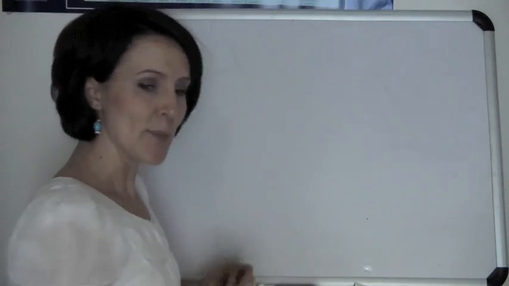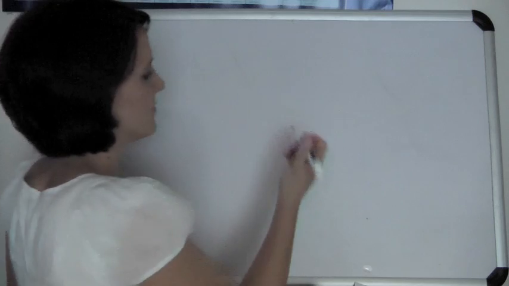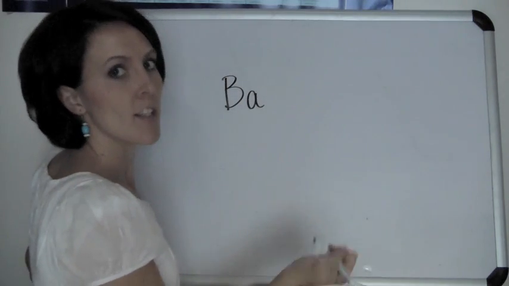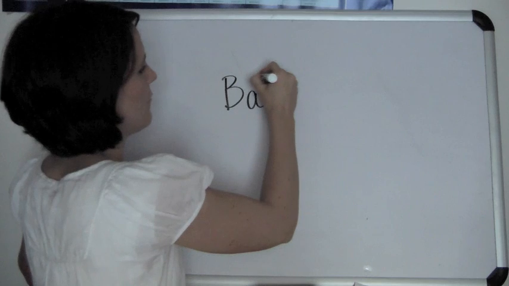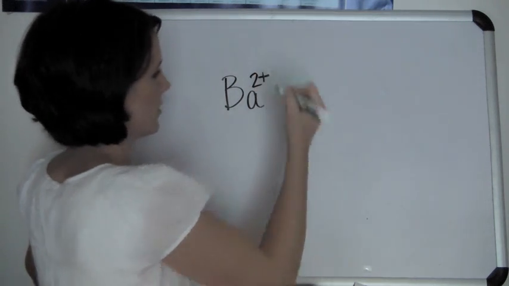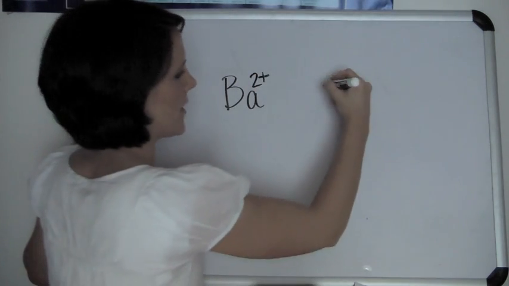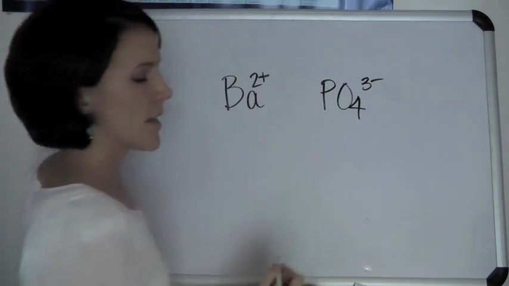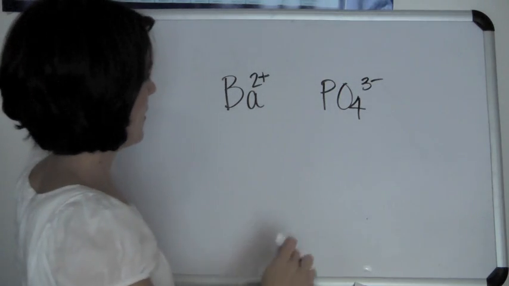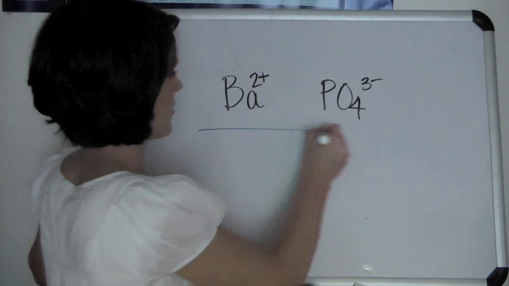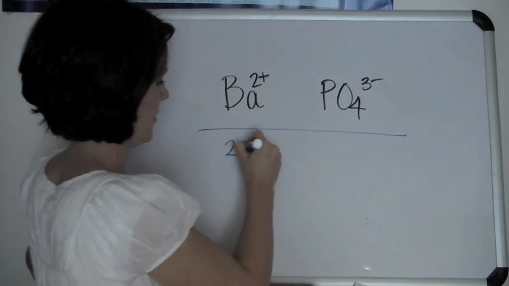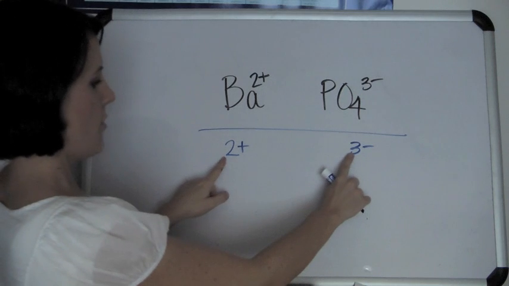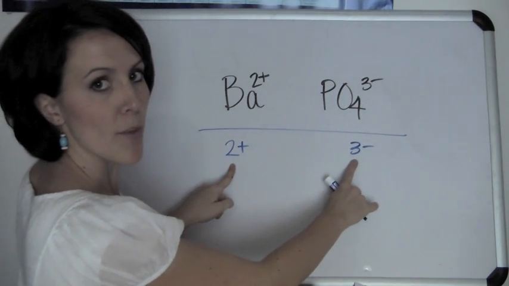Let's try one more example. Barium and phosphate. Barium forms what type of ion? Look at the periodic table. It forms a +2 ion. Phosphate, on the other hand, is a polyatomic ion. Let's compare charges. Barium has a +2 charge. Phosphate, on the other hand, has a -3 charge. What is my least common multiple of 2 and 3?